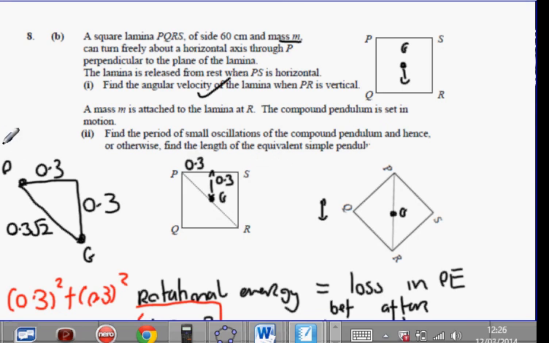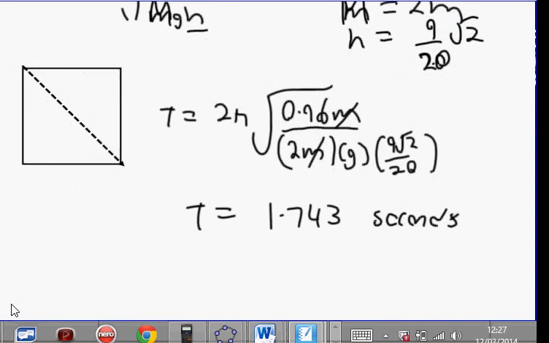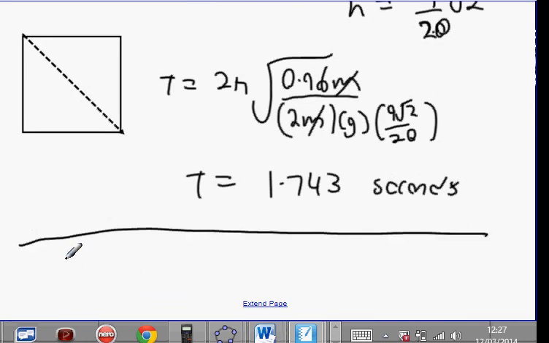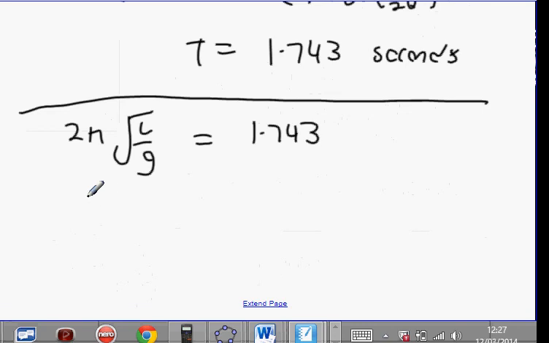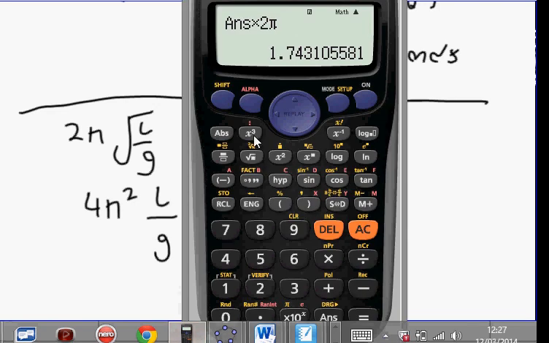Okay, so it doesn't say how many decimals it wants. Now finally, find the length of a simple equivalent pendulum. A simple pendulum has the formula 2 pi root L over g. And we know that if it's the equivalent pendulum, it has the same period. So what we're going to do is square both sides. We're going to get 4 pi squared L over g, and that's going to equal this one squared. You're going to square that number there, and we're going to get 3.0384.